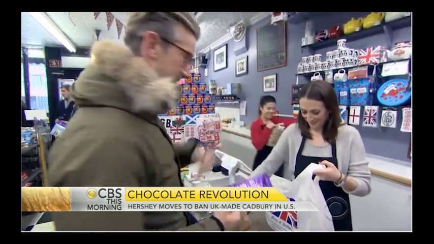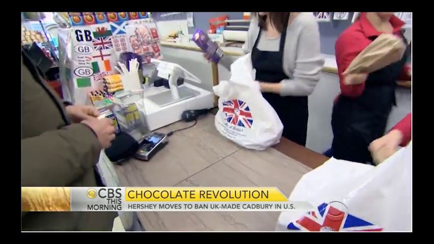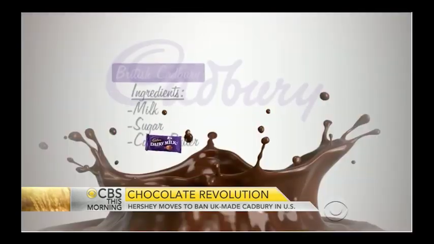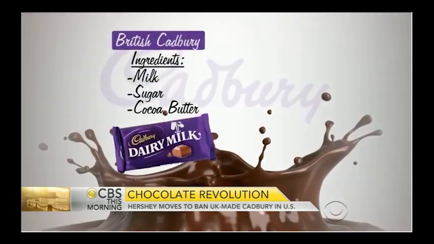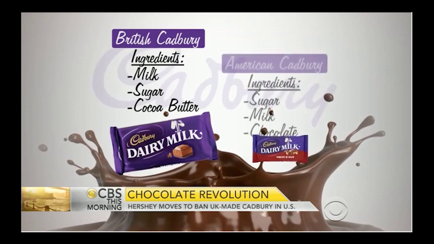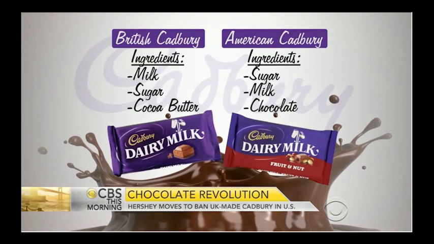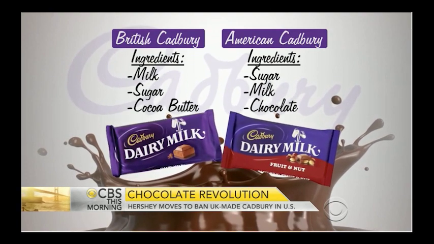Not so, say the lovers of British Cadburys. They point to the ingredients to make their argument. British Cadburys defines milk chocolate as milk, sugar, and then cocoa butter. The American as sugar, milk, then chocolate. Tiny differences, but they leave the British palate unsatisfied. I don't know how you got this in.